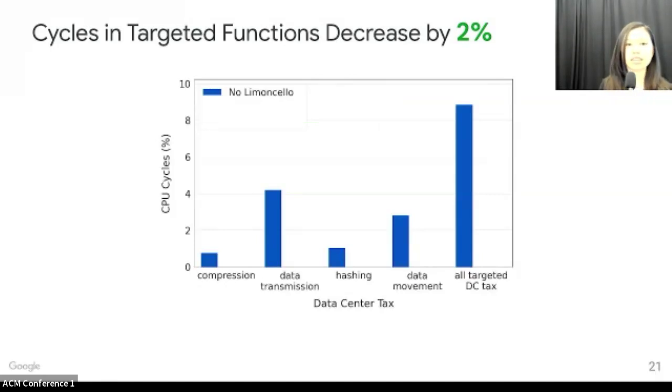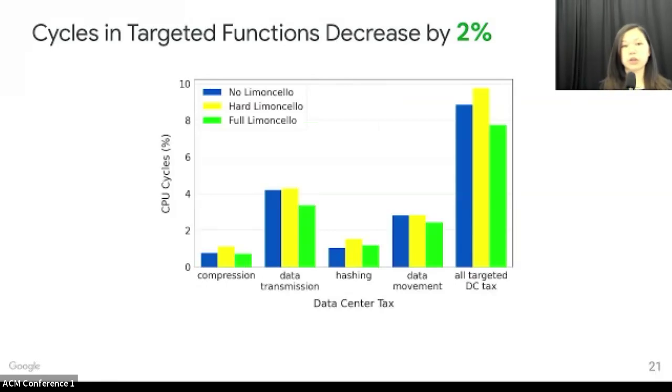And finally here, taking a look again at our data center tax functions, we see, as before, when we insert hard Limoncello and disable hardware prefetchers alone, we get this rise in CPU cycles. However, if we add in soft Limoncello and introduce software prefetchers as well, we get an overall decrease of 2% in the CPU cycles of these functions.